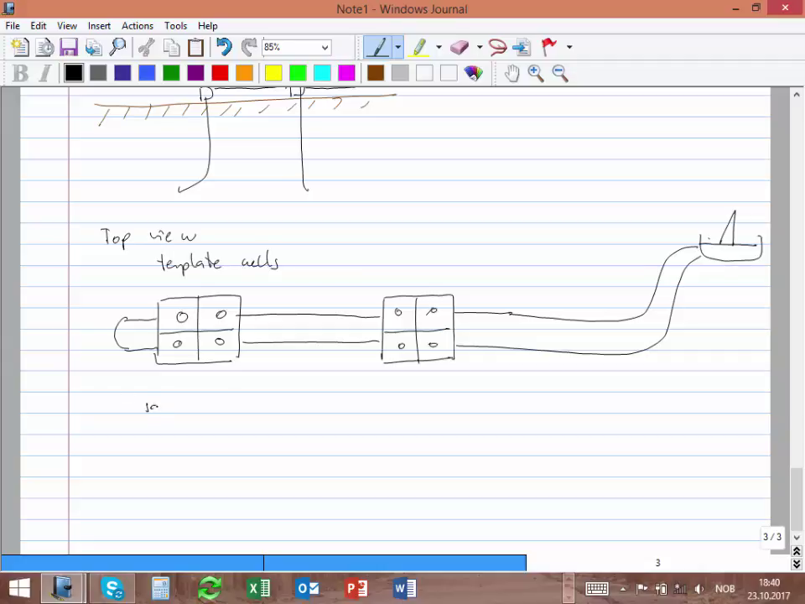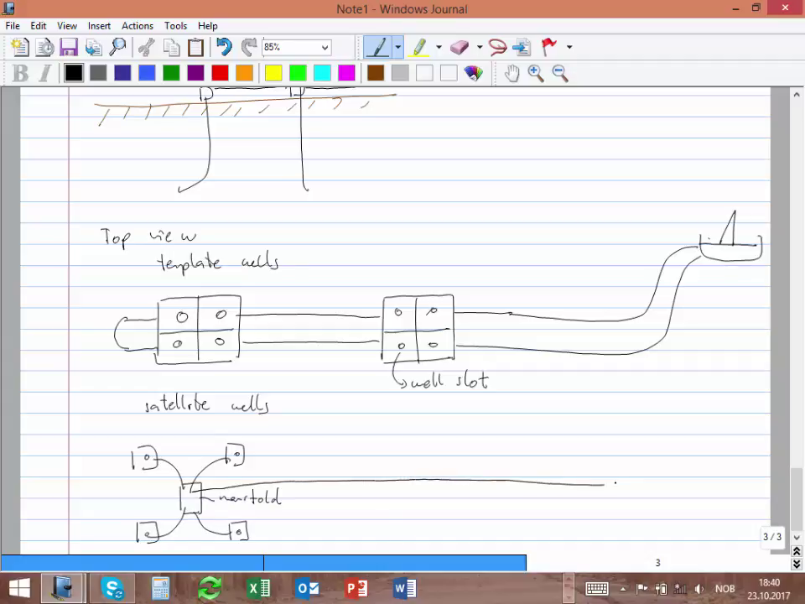And if you have satellite wells, that's what we call a well slot. If you have satellite wells, the wells are located, each one of them with its own unit, and we will see how it looks like really soon. And you have a central collecting manifold. All of them are connected to that unit. And from here you have this pipe going to the FPSO.